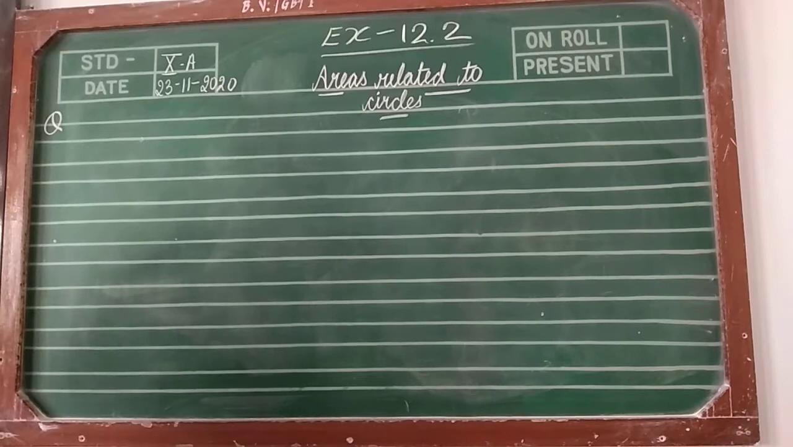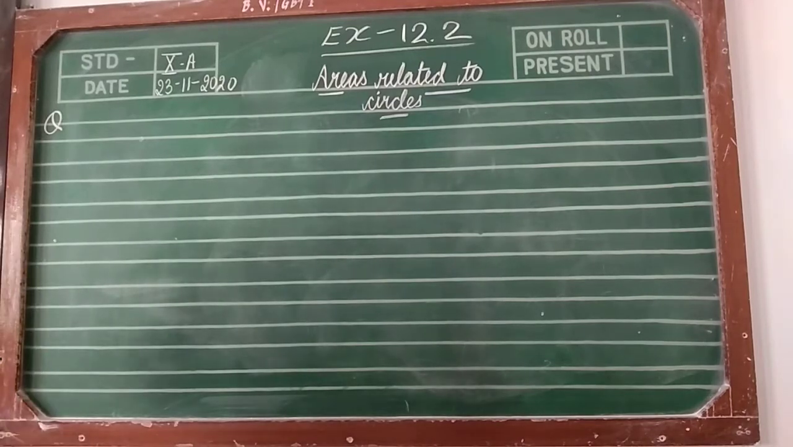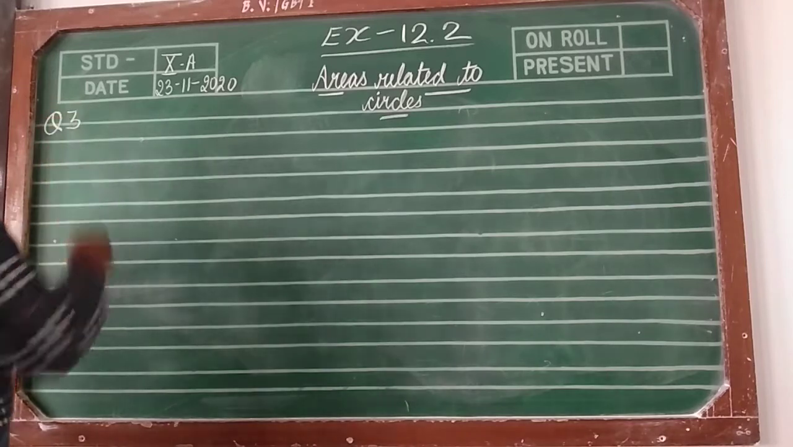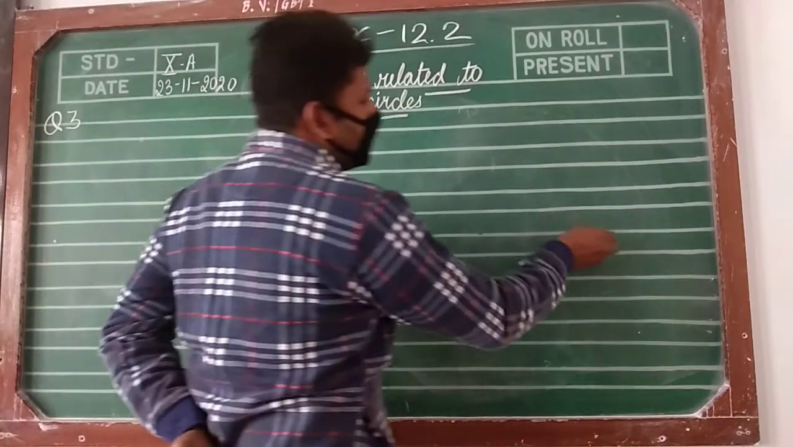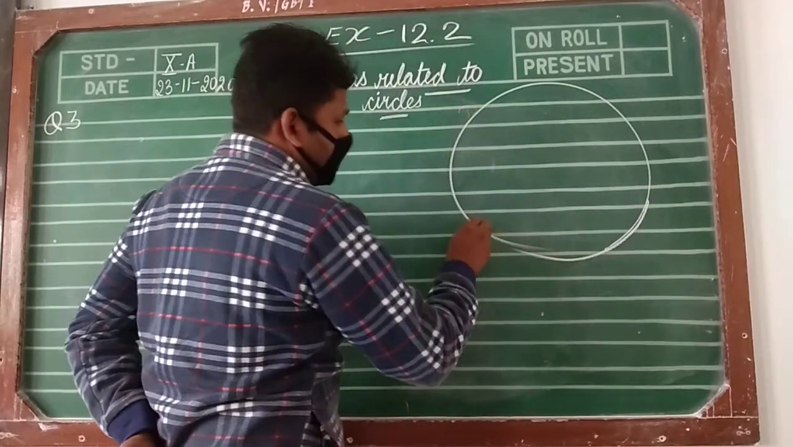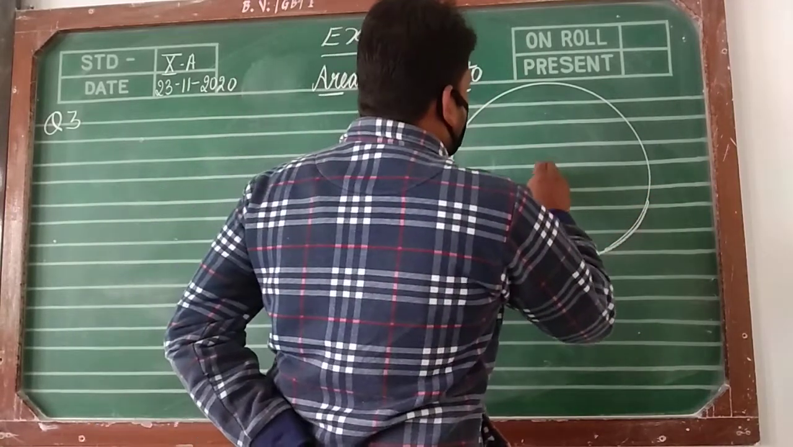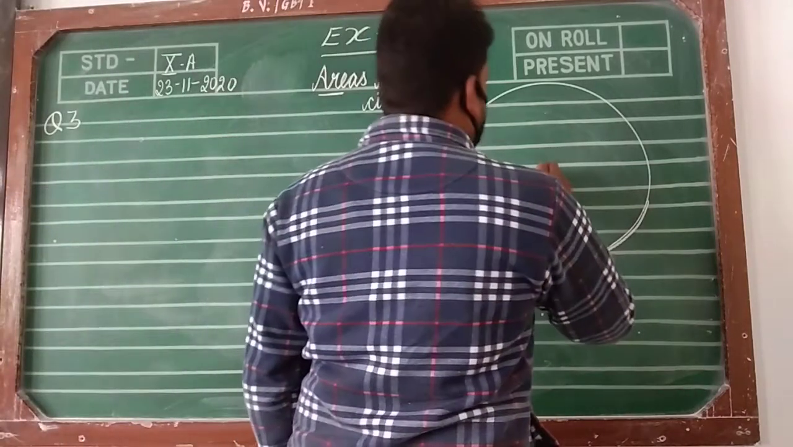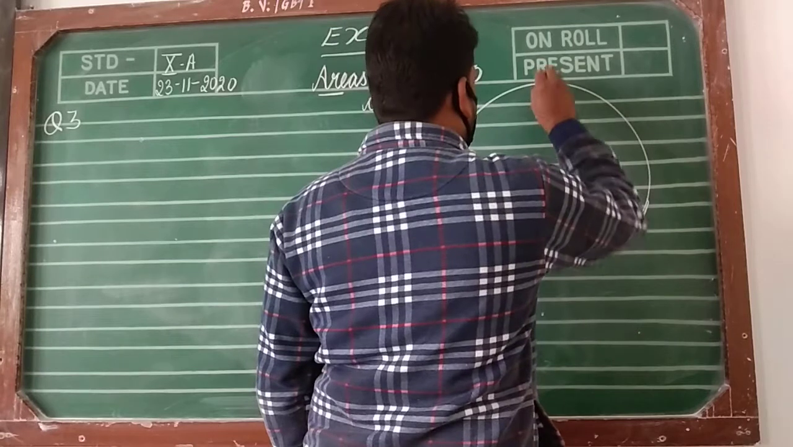Let's read the statement. Question number 3. The length of the minute hand of a clock is 14 centimeters. Find the area swept by the minute hand in 5 minutes.